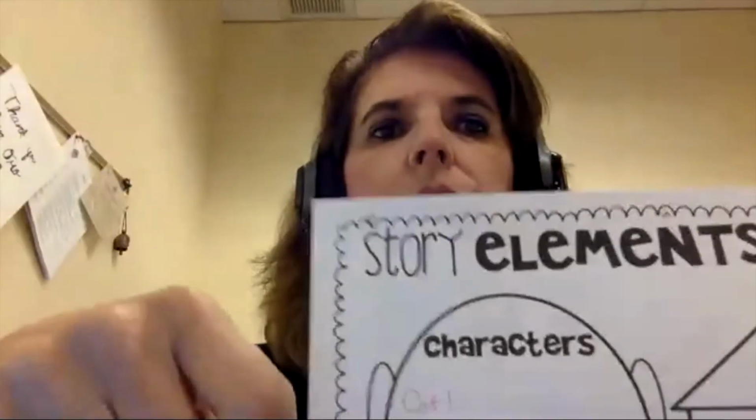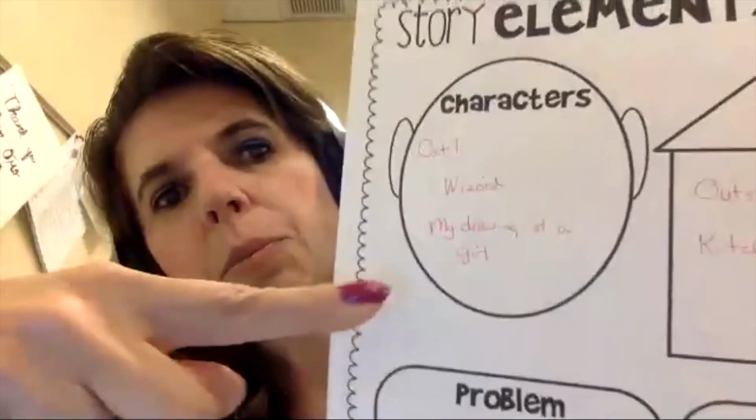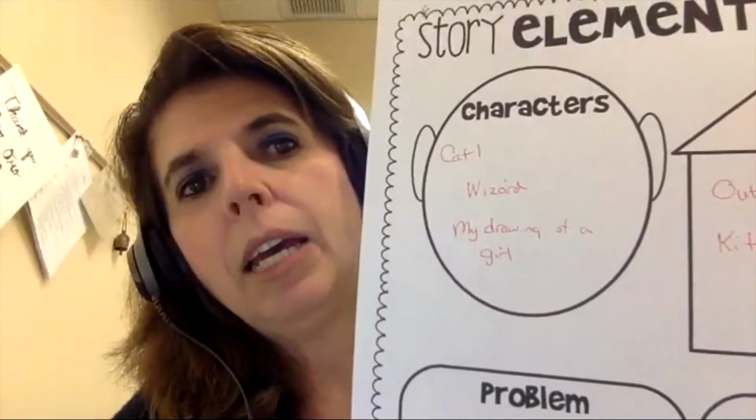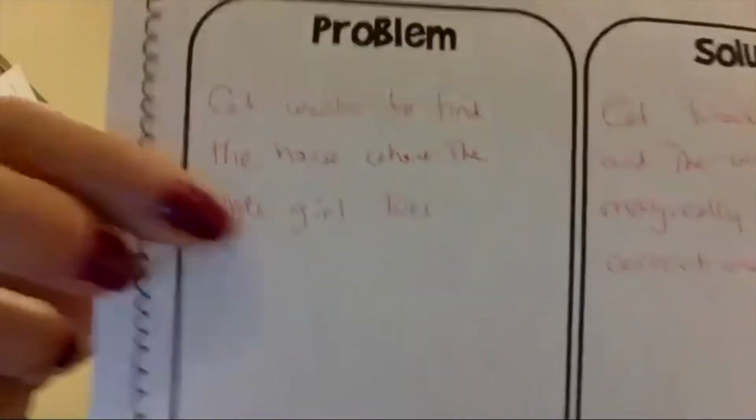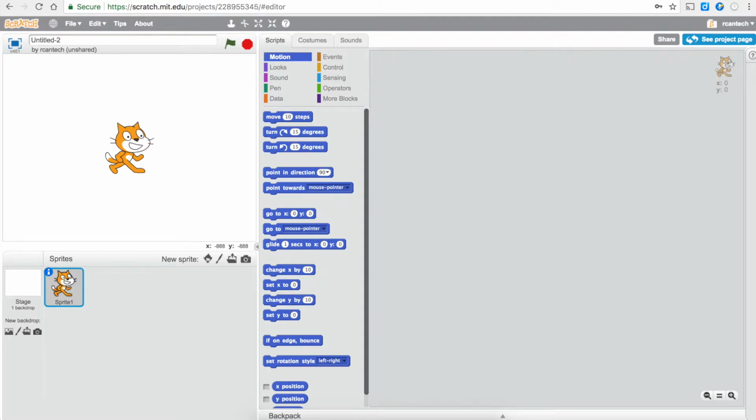So in my story that we're going to do as a little example, we're going to have 2 characters, a cat and a wizard. And the settings are going to be an urban street and also a kitchen. The problem is that our cat wants to go into a house to visit a friend, and he's going to knock on a door because there's a little girl who's going to live in one of the houses. And then the solution is the wizard magically opens the correct door.